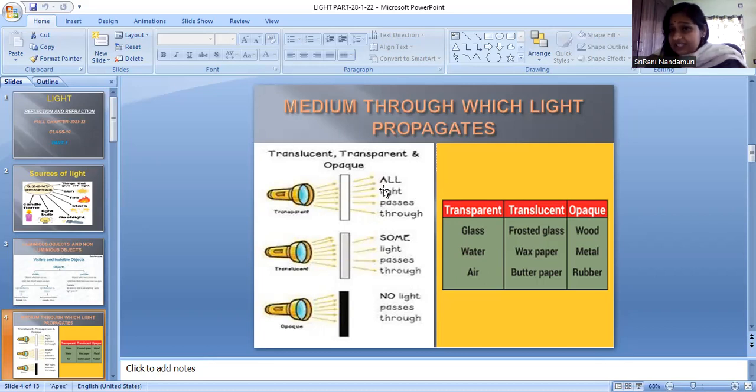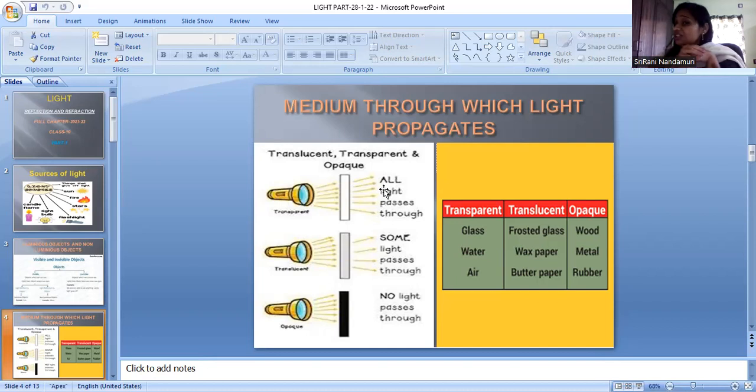Transparent objects. Transparent objects have the capacity to pass the complete light through them. Okay, suppose this is the object, you think my hand is an object here. Transparent objects have the capacity to completely pass light backwards. Okay, here the light enters and on the backside the light also has complete capacity to pass through the object.